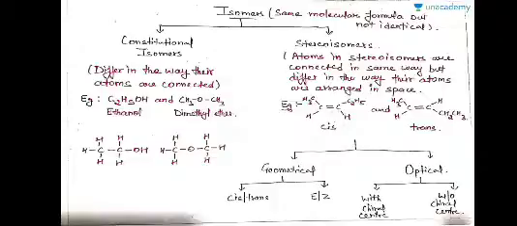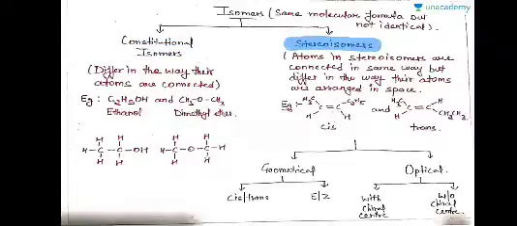Isomers are those species which have the same molecular formula but they are not identical. So generally speaking friends, isomers are of two types. Number one, constitutional isomers, and number two, stereoisomers.